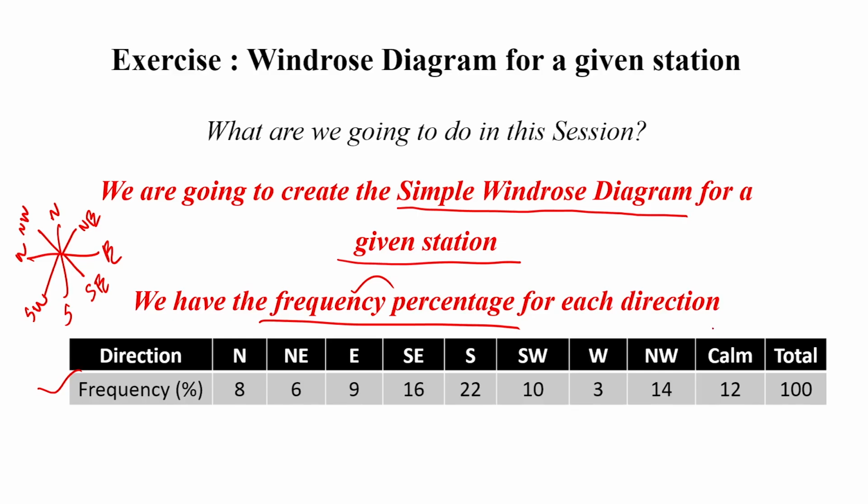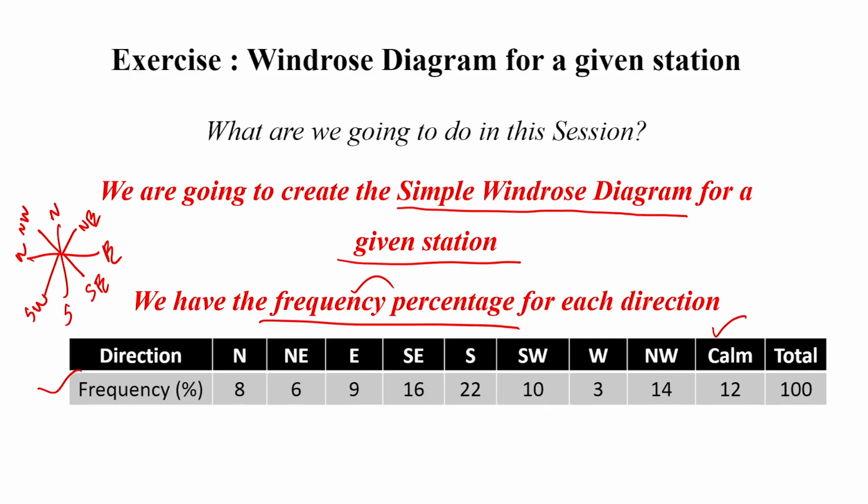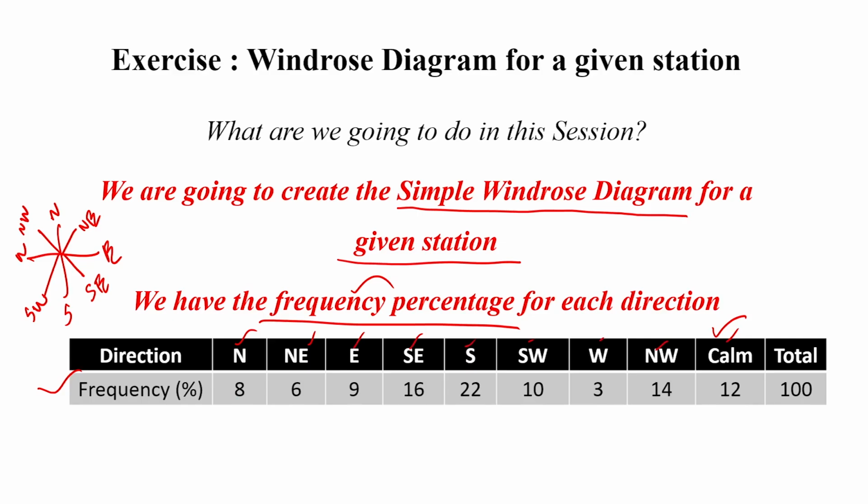And one more very important thing is that you have something called calm here. What does this calm mean? It means there is no movement of wind, no flow of wind in that particular duration or at that particular recording. So, that we call a calm. So, in your data you will have the 8 directions and you will have the frequencies for the 8 plus the calm, 9 different categories.